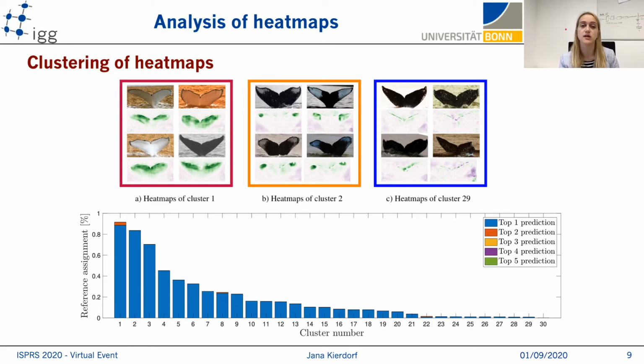So, as you can see, it turned out that some types of heat maps are associated with very high detection rates and some are not. This means that if the network is looking at certain characteristics of the fluke, then it can be said how reliably the network can detect this whale.